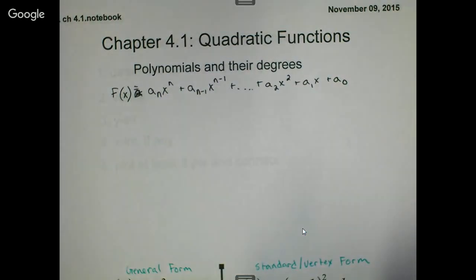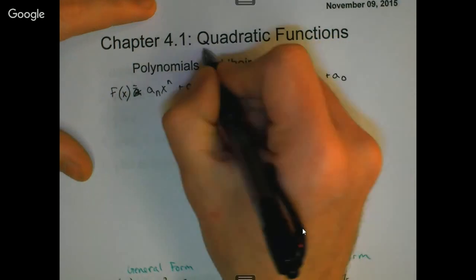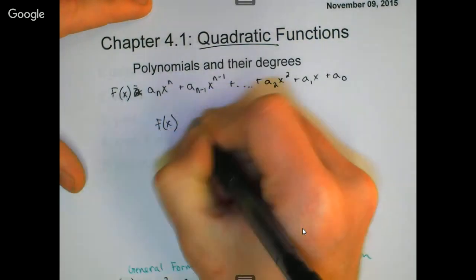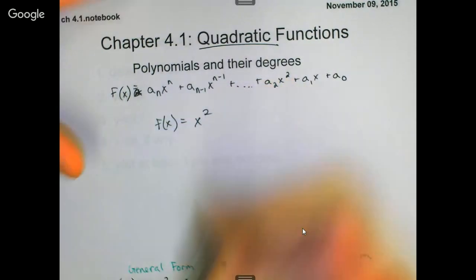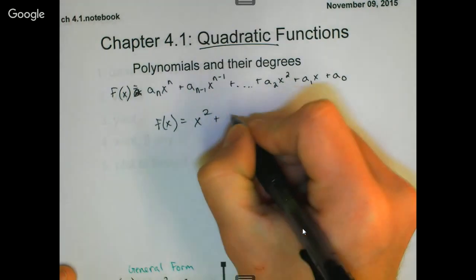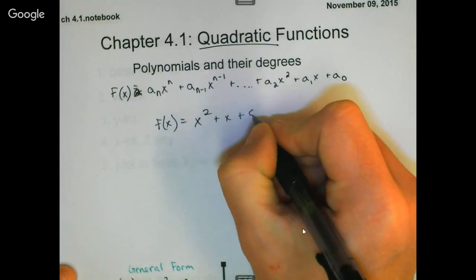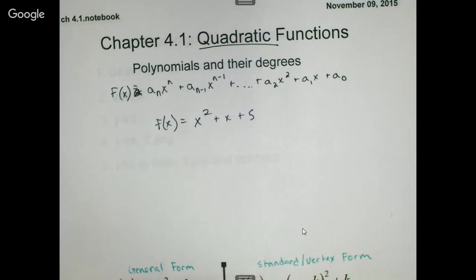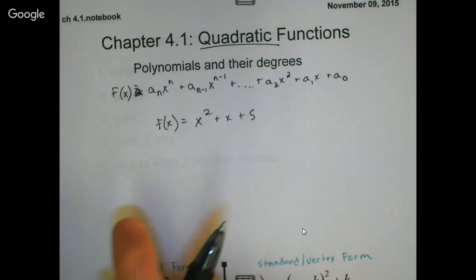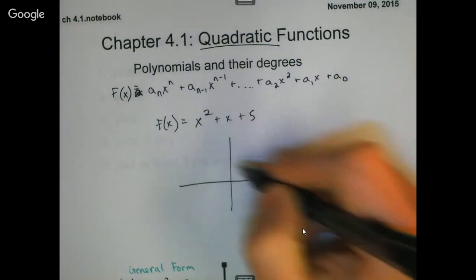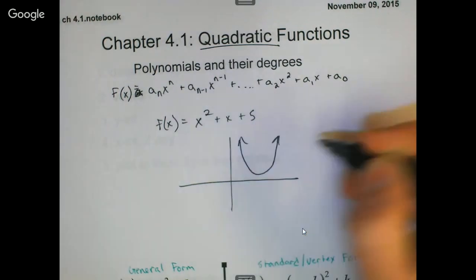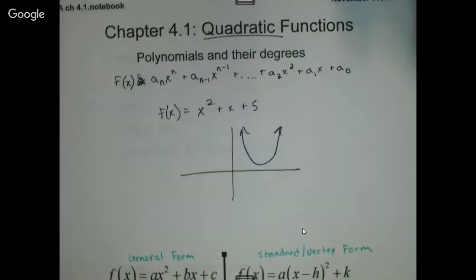Now for this section, we're going to talk about quadratic functions. A quadratic is anything that has an x squared, and I could have x squared plus x plus 5, some sort of combination with that. We're going to look at these polynomials that form parabolas. Let's say I have this parabola here, and we're going to talk about characteristics of that graph.